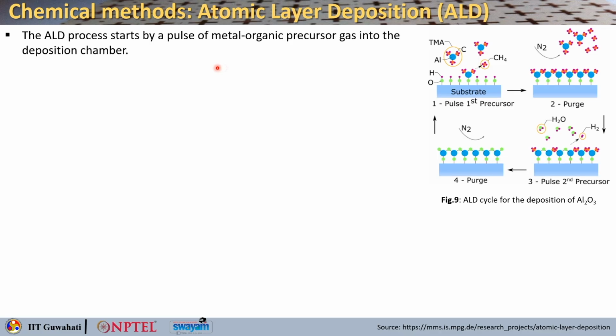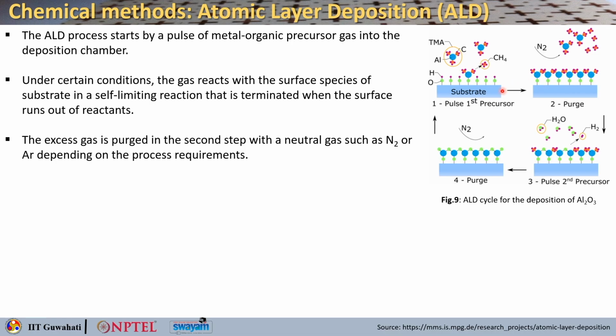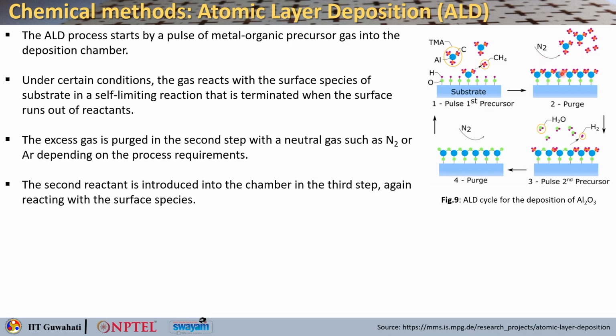And the final method we will be discussing today is atomic layer deposition. The ALD process starts with a pulse of metal organic precursor gas into the deposition chamber. Under certain conditions, the gas reacts with the surface species of the substrate in a self-limiting reaction that is terminated when the surface runs out of the reactants. The excess gas is then purged in the second stage with a neutral gas, such as nitrogen or argon, based on the process requirement.